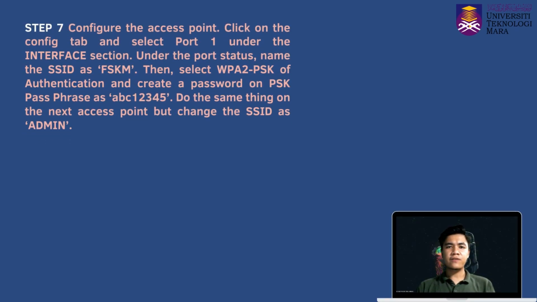Click on the config tab and select port 1 under the interface section. Under the port status, name the SSID as FSKM and then select WPA2 PSK of authentication and create a password on PSK passphrase as ABC12345. Do the same things on the next access point, but change the SSID as admin.